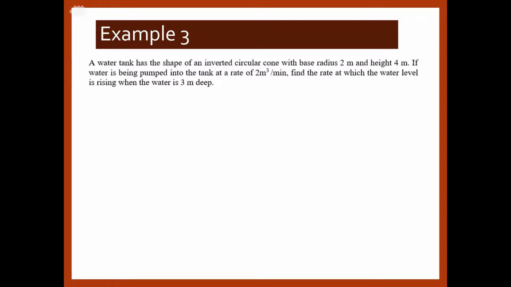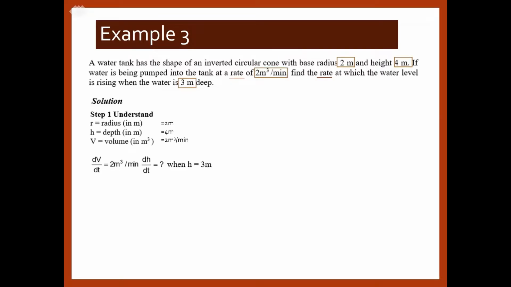Let's proceed with example 3. A water tank has the shape of an inverted circular cone with base radius 2 meter and height 4 meter. If the water is being pumped into the tank at a rate of 2 meter cubed per minute, find the rate at which the water level is rising when the water is 3 meter deep. Here, the radius, which is denoted by r, is given by 2 meter, and the height, which is denoted by h, is 4 meter. Given as well the rate of the volume, which is denoted by dV over dt, is 2 meter cubed per minute. The question asks to find the rate of the height, which is dh over dt, when the height is 3 meter deep.